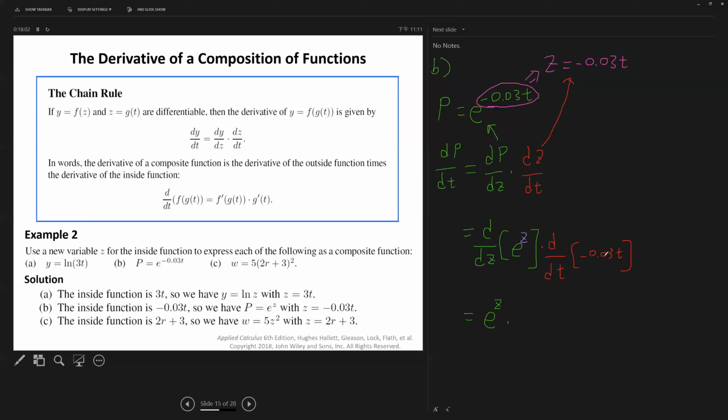And the derivative of negative 0.03t: we can bring down the power, that's a 1, right? And then the variable will disappear, leaving you negative 0.03. So that comes out to negative 0.03 e to the power of z. And then we can replace z back with the original expression, which is negative 0.03t. Okay, and that's part B.